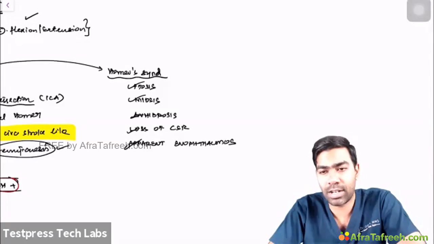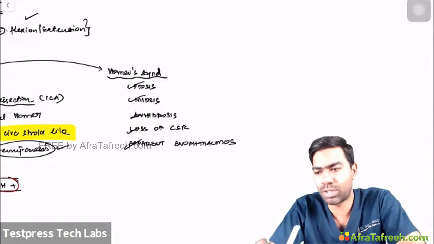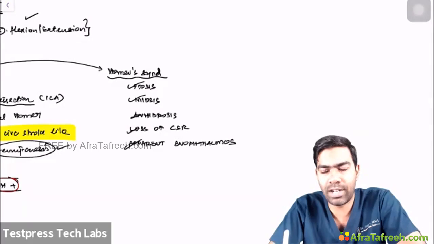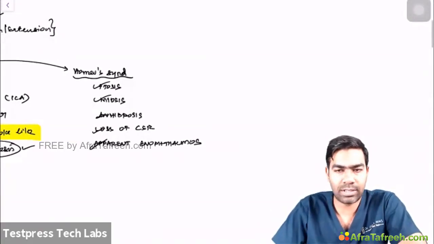When we call it a central Horner, when we call it a peripheral Horner, whenever there is damage to the preganglionic fibers, it's a central Horner. Whenever there is damage to the postganglionic fibers, those are called peripheral Horners. So we need to know what you mean by a central Horner and what you mean by a peripheral Horner. For that, let us start from the autonomic nervous system where it starts.